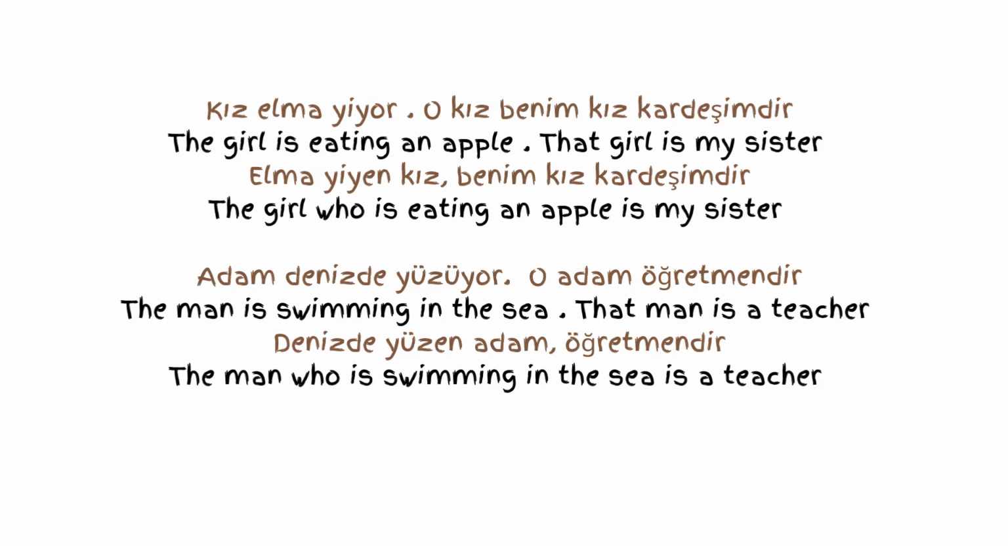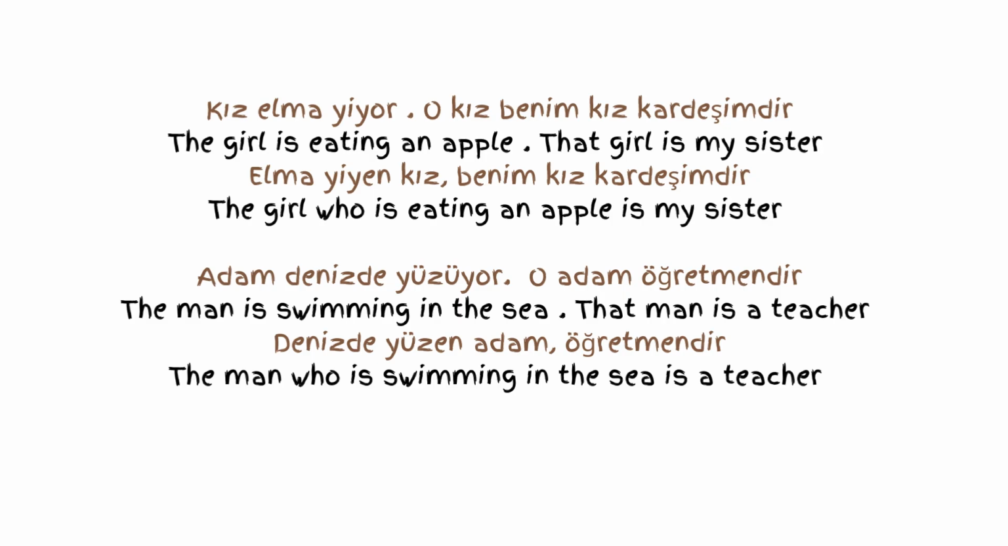The second thing, introducing him. Who is he? I want to combine the two sentences, indicating that subject, describing the action that he's doing, which is yüzüyor. Okay, then completing by who is he exactly. And that will give me: the man who is swimming in the sea is a teacher.